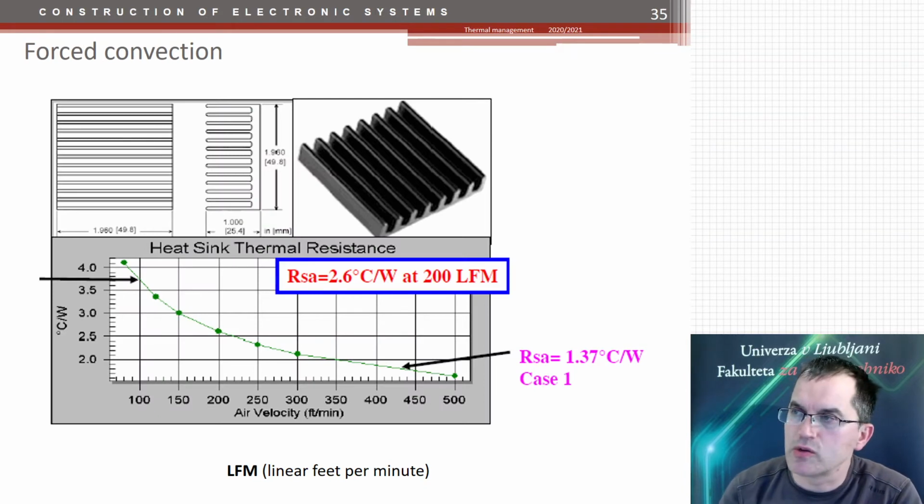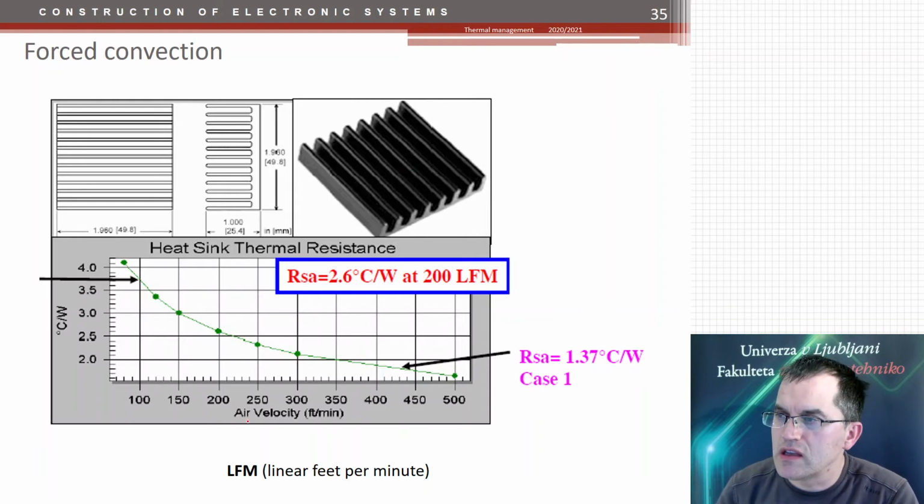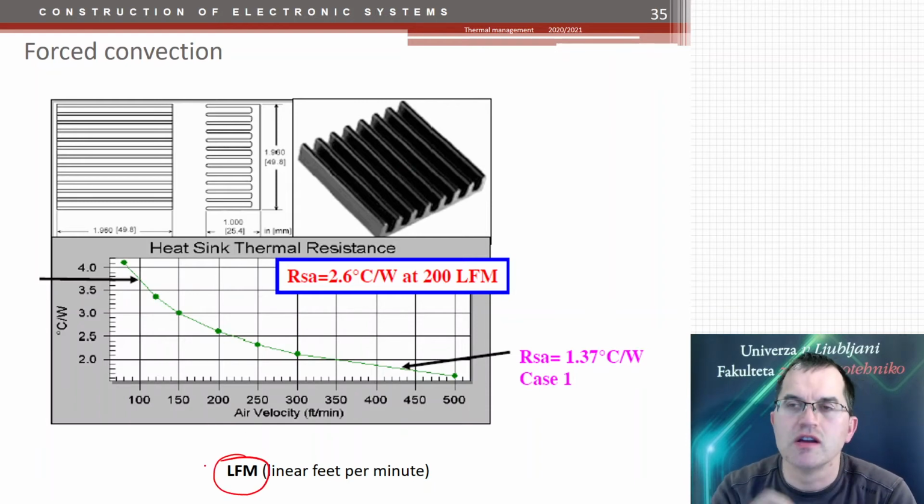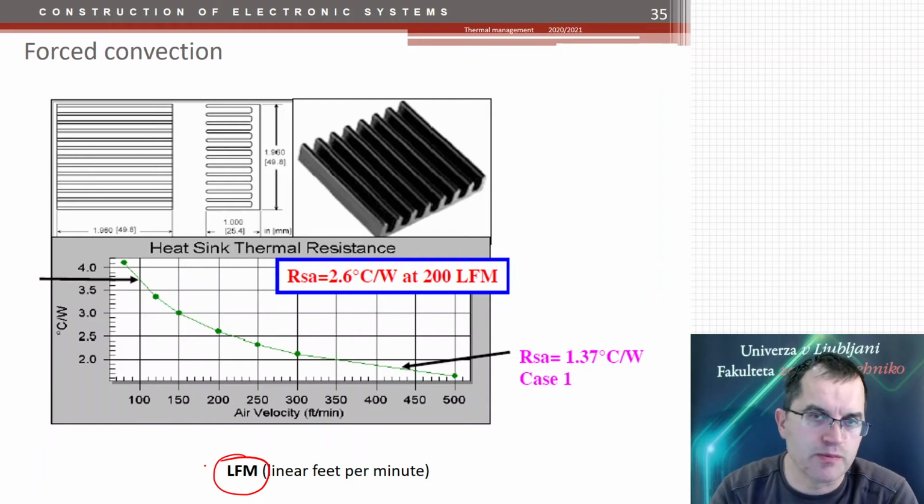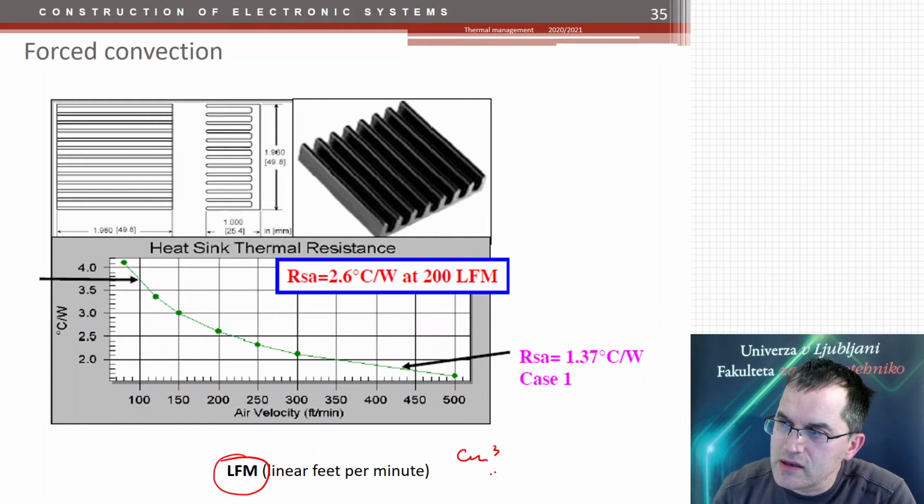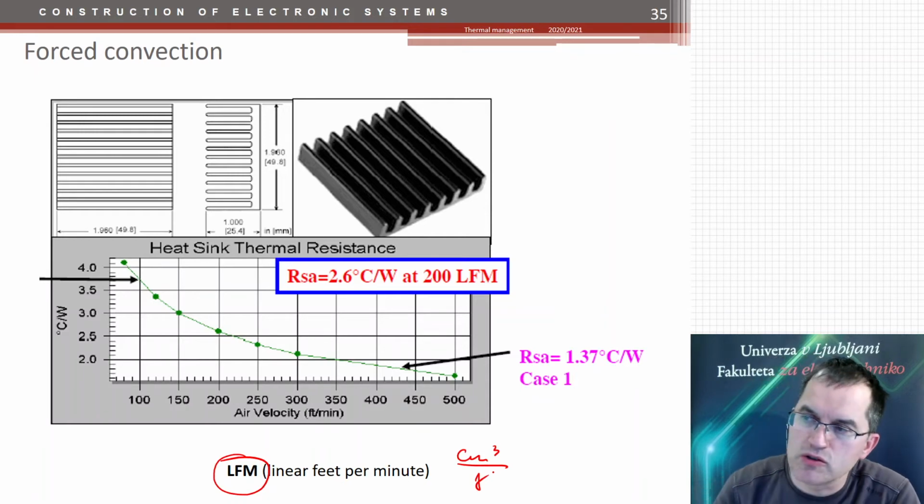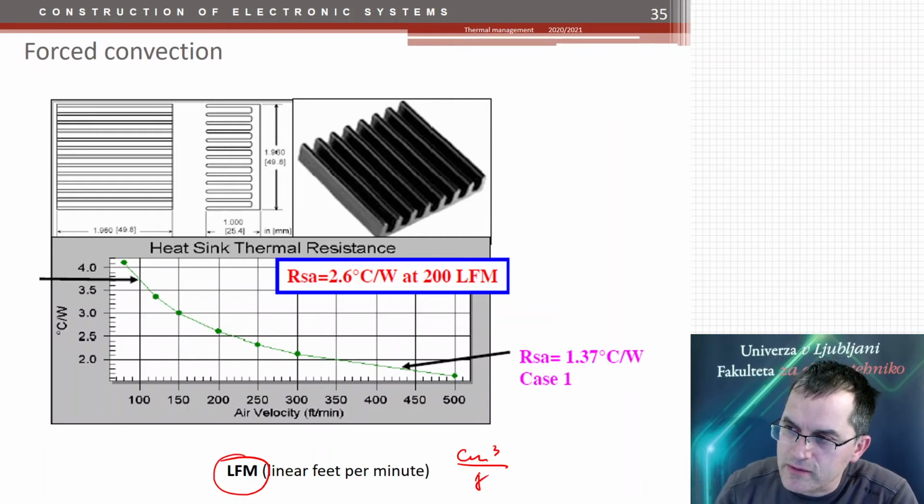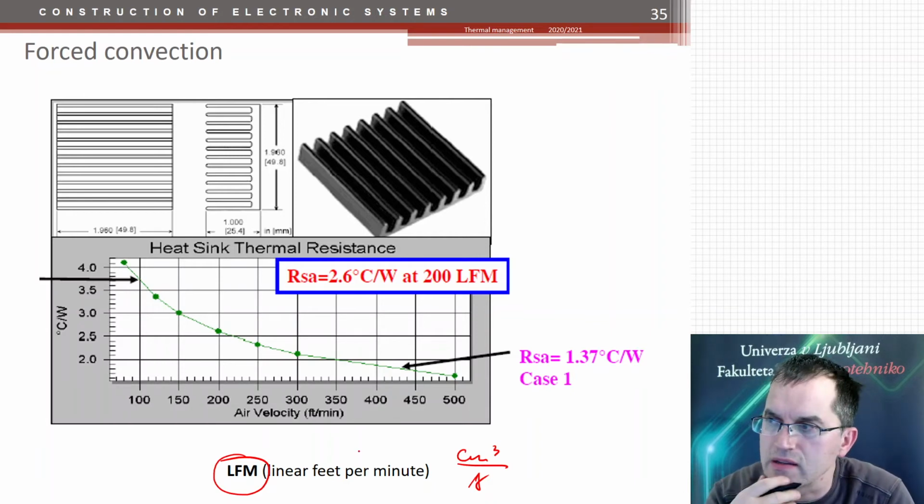And the forced convection. If you use some fans to force the air and to blow the air over a heatsink, then you have to know what the speed of the air is. And usually it is given in very strange units, which is called linear feet per minute. The units could also be cubic centimeters per second, which would be more reasonable if you ask me. But this could be easily converted by online converters. You can get them if you want.